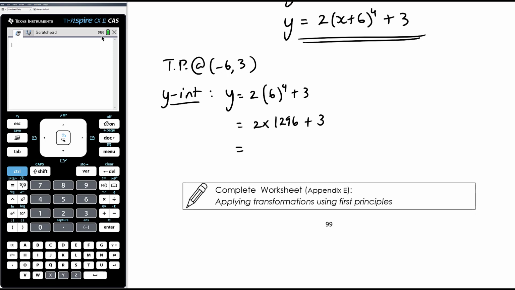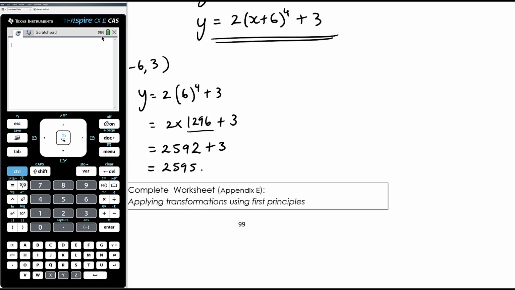Then we want to double that, so I might think about, this is close to 1300. 2 lots of 1300 is 2600, but it's actually 4 less than 1300, so this is 8 too many, so it has to be 2592. Other ways you could do that: 2 times 1000 is 2000, 2 times 200 is 400, so 2400 plus 2 lots of 96, and 2 lots of 96 is 192, and so we get 2592 plus 3, and then so we've got 2595.